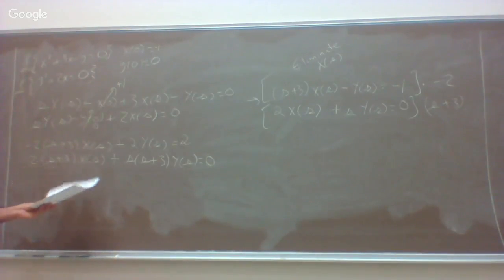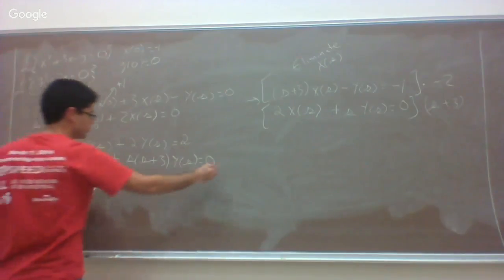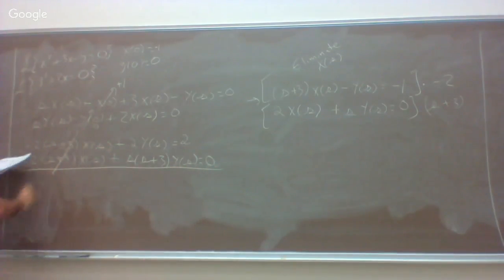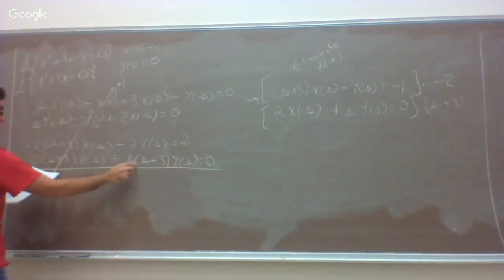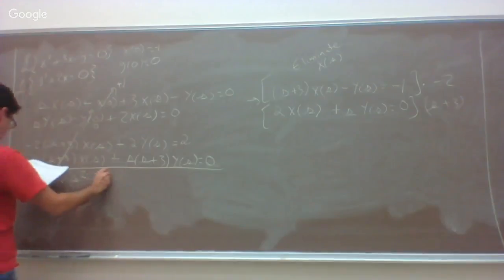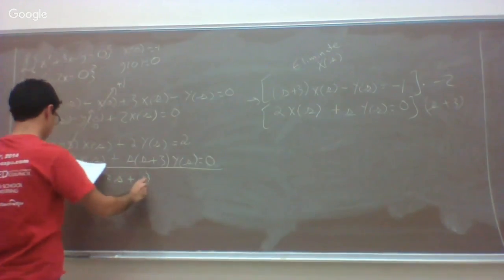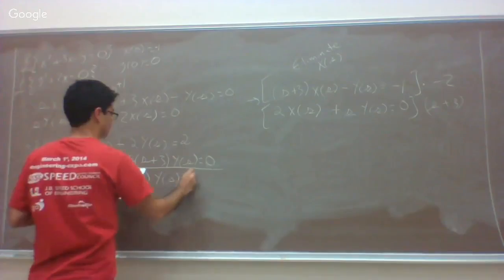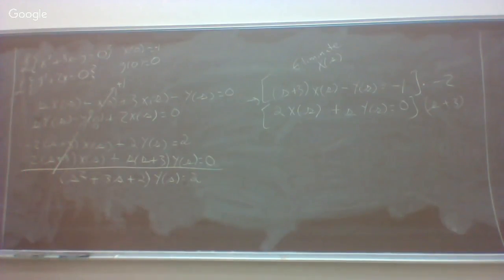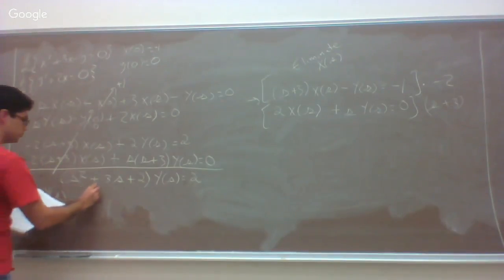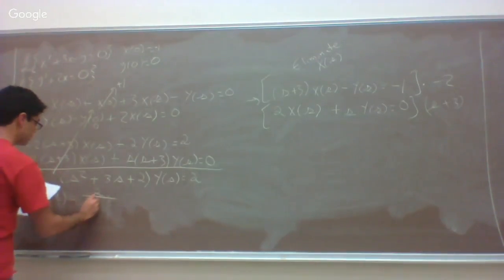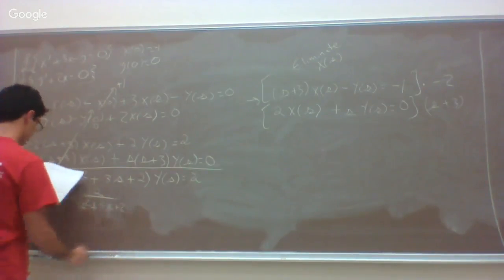Any questions on this? Solving a system of equations. So now I'm left with my components of Y of S. If I multiply this out, I have S squared plus 3S plus 2 times Y of S equal to 2. Then I solve for Y of S. That's equal to 2 over S squared plus 3S plus 2.